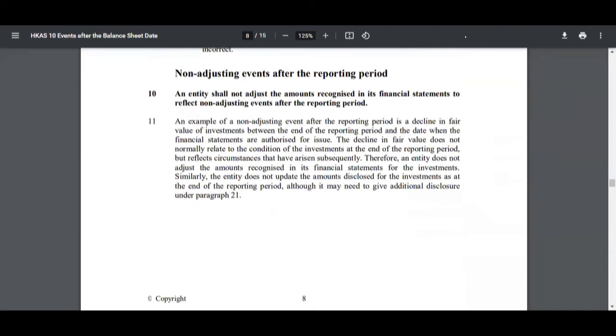Let's look at non-adjusting events. For non-adjusting events, the standard basically says that the entity shall not adjust. For adjusting events, you adjust, and for non-adjusting events, you don't adjust. The word by itself tells you what you need to do. For adjusting events, you have to adjust your financial statements, but for non-adjusting events, you don't need to change any amounts. So there are no changes in amounts recognized in its financial statements to reflect non-adjusting events after the reporting period.